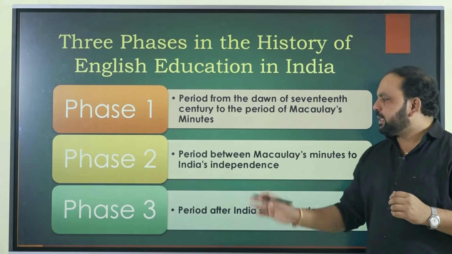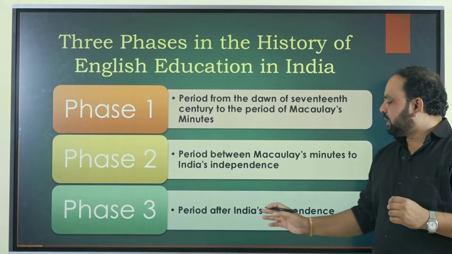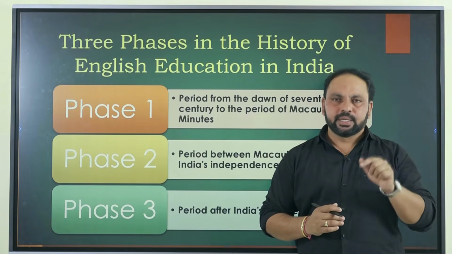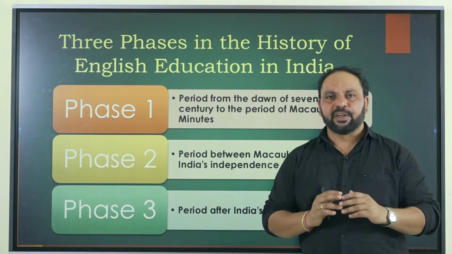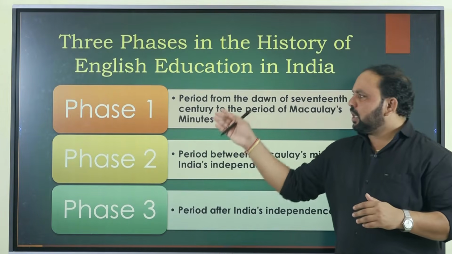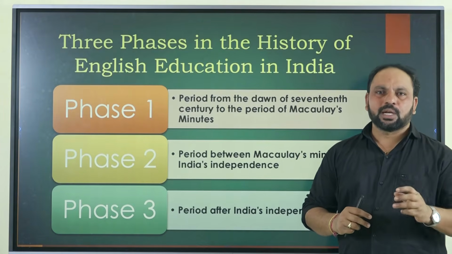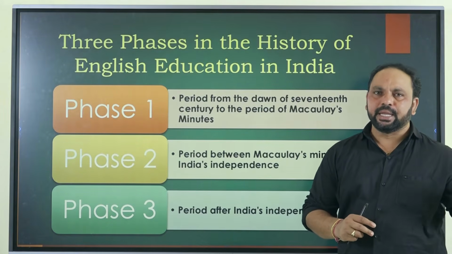And the third phase is the period after India's independence, that is 1947 till date. So that is the third phase or third period, and these are the three phases that we need to know if we want to understand the concept of ELT in India.